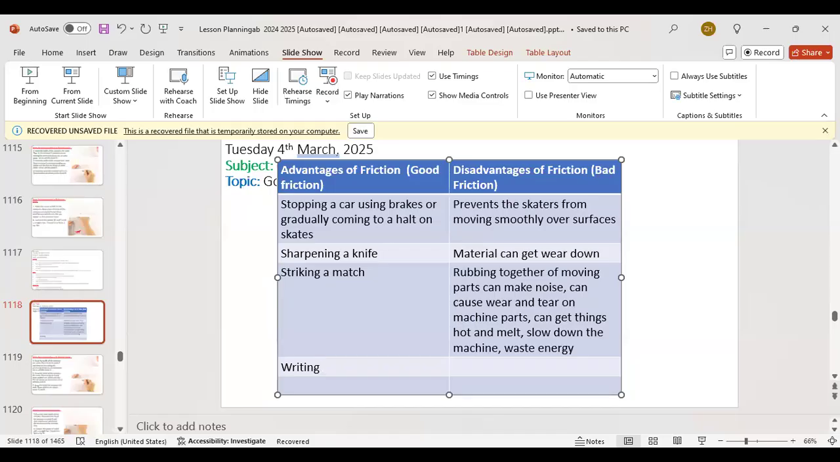What else is good friction? How about sandpaper? Has anyone ever applied sandpaper? Sanding a piece of wood. That's good friction, right? It allows you to sand the wood to have a good finish. That's an example of good friction.